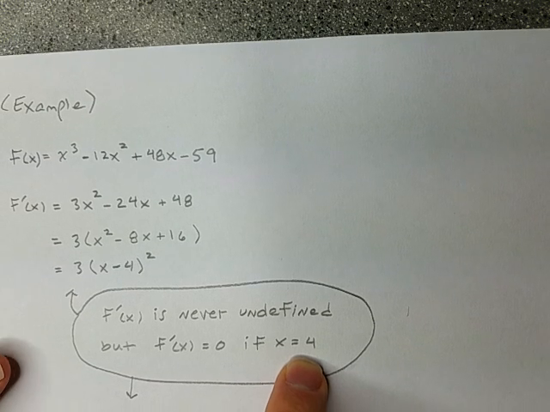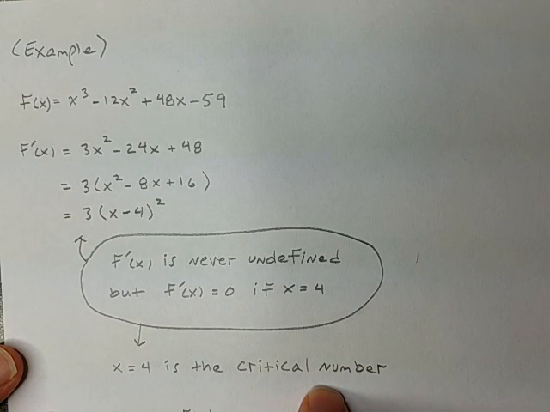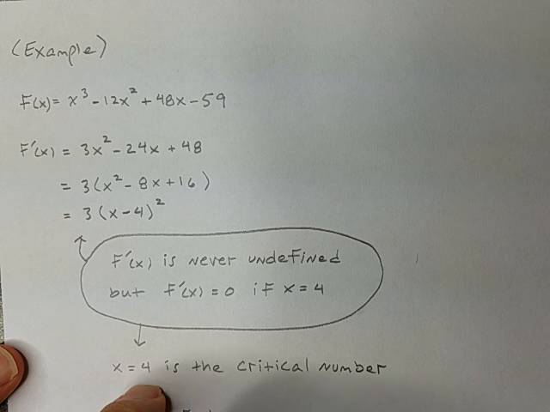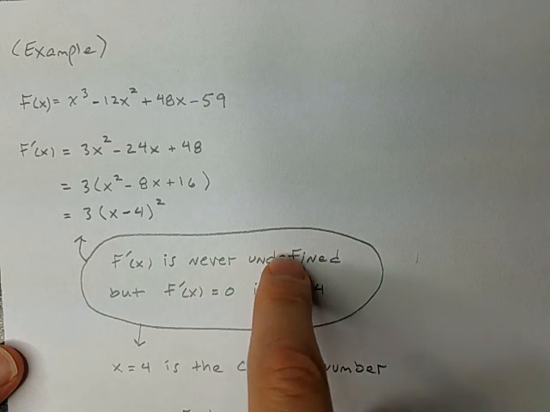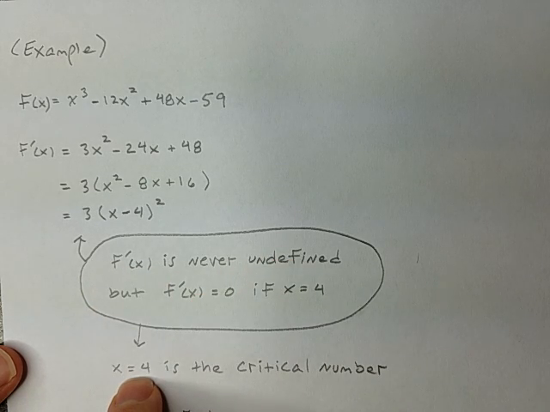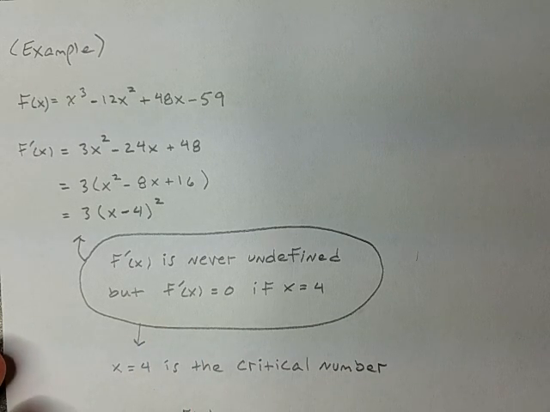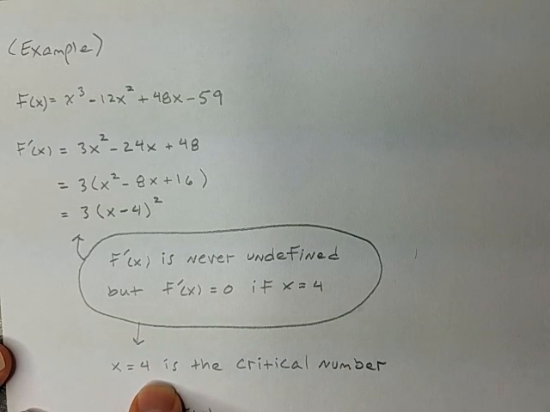Okay, so what's that mean? It means 4 is a critical number, because critical numbers are numbers that cause the derivative to be either undefined or 0. 4 makes the derivative 0. Okay, so it's a critical number. Now, what does that mean for the graph, though? Is there going to be a maximum there, a local maximum or a local minimum?